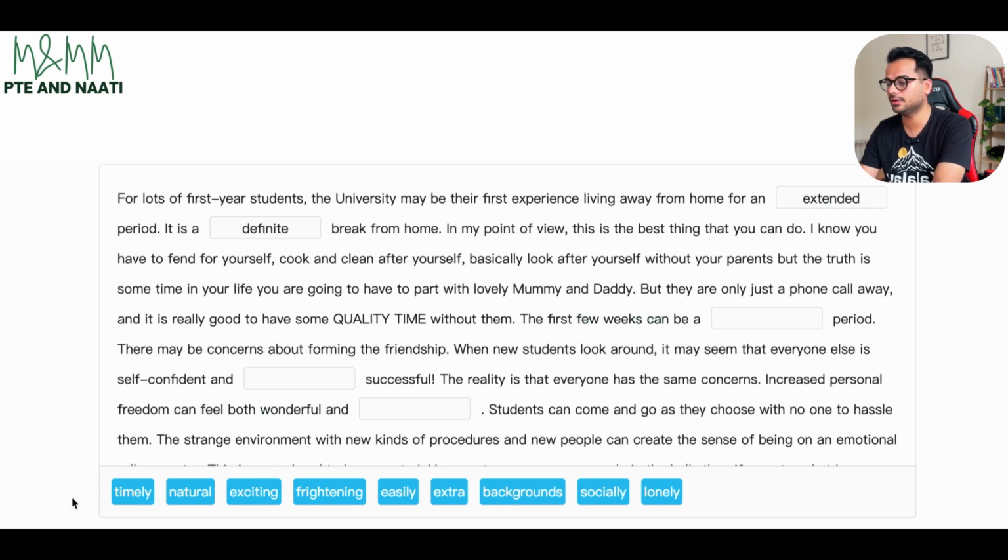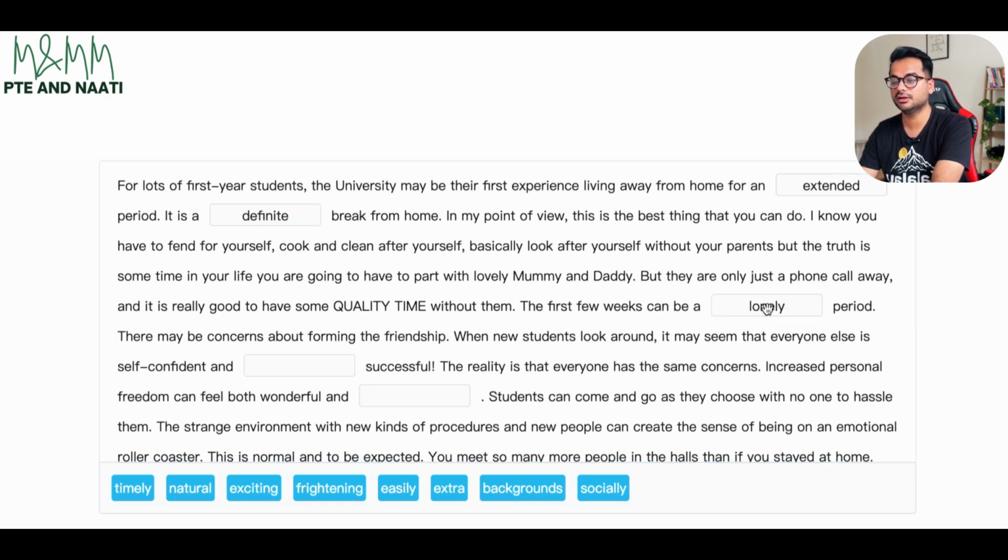So we need something for period which is negative. The first few weeks can be a timely period, natural period, exciting period, frightening period, extra background, socially, and lonely. Lonely does sound like the correct answer to me. The first few weeks can be a lonely period. Frightening period doesn't really make much sense. There may be concerns about forming the friendship.